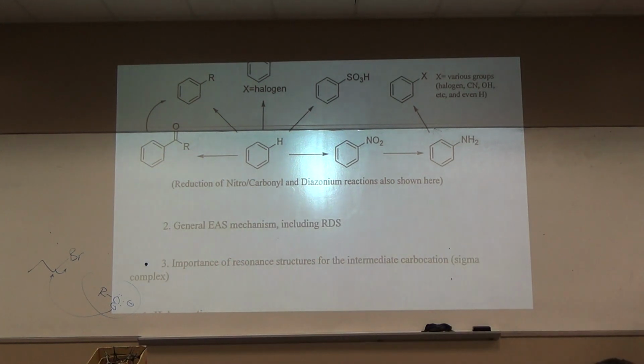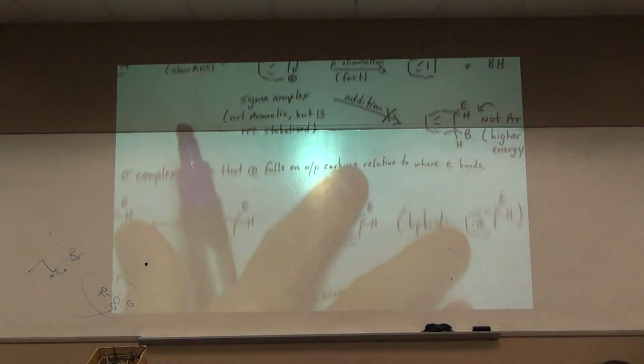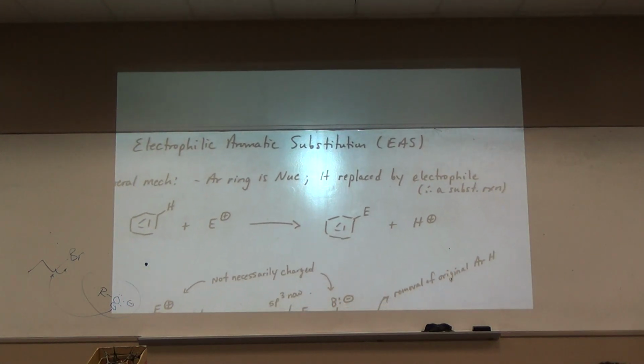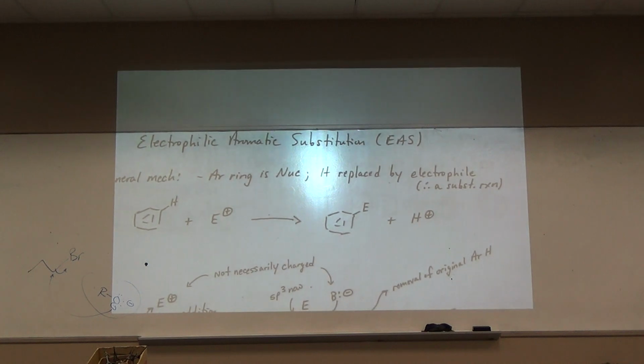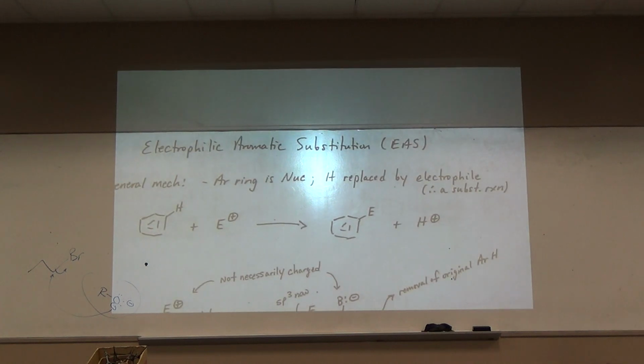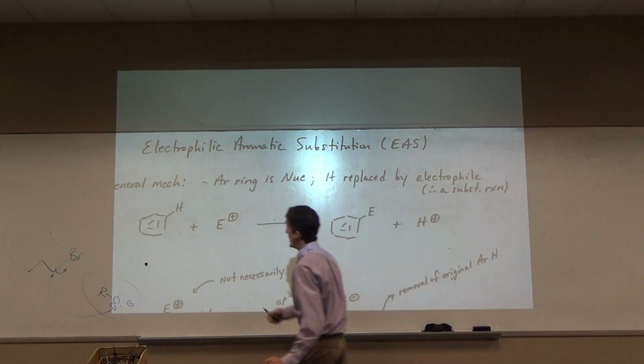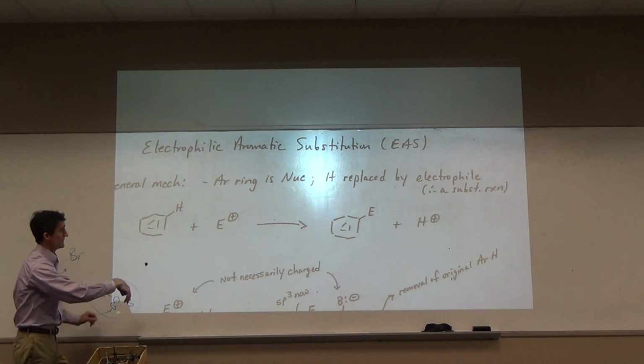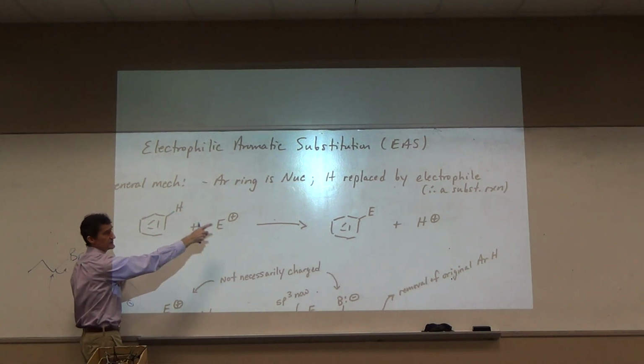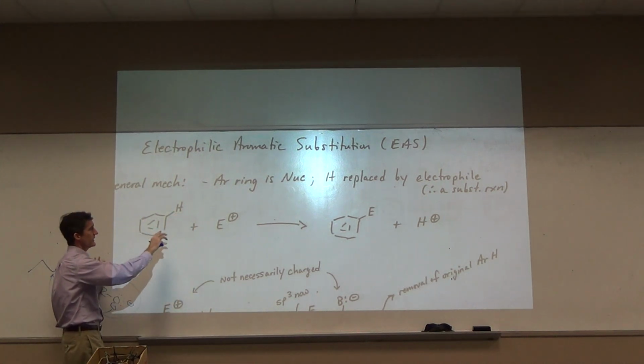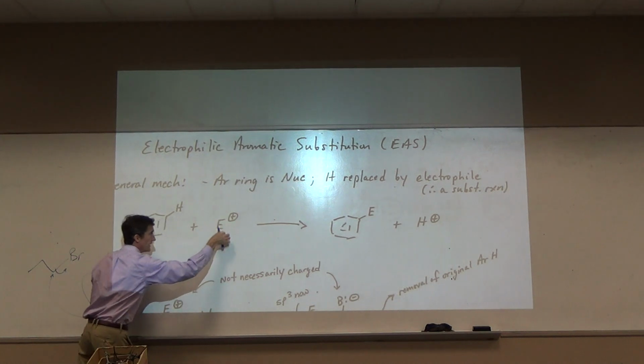The handwritten stuff. General EAS mechanism. We know the general mechanism, then we can bring in the specifics for each specific reaction. Ultimately the aromatic with the H is going to be replaced. We just talked about all that with an electrophile.